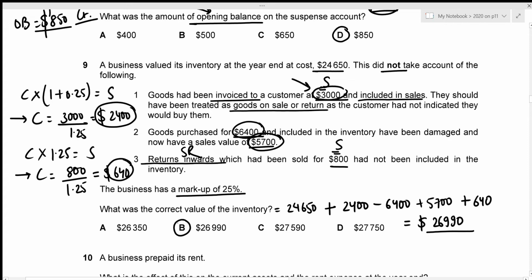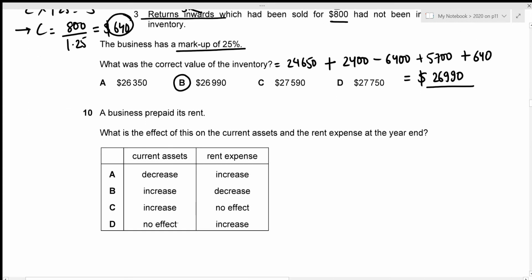Now we can move towards question number 10. A business prepaid its rent. What is the effect of this on the current assets and the rent expense at the year end? So for current assets, if it is a prepaid rent, then that just means that we already paid the expenses, but we have not yet received the services for it. So this results in our receivables, which is included in the current asset, which means that our current assets will increase. That's given in option B and C.